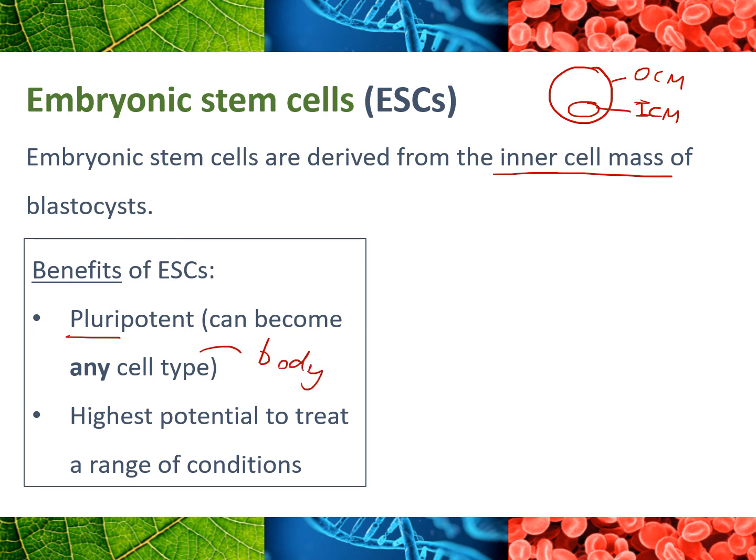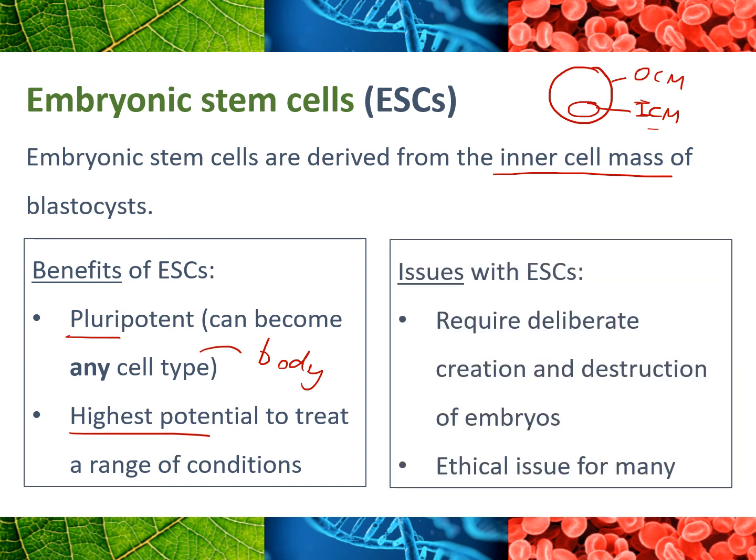Okay, so because of that, they have the most potential to treat a range of conditions. Cells taken from here could become blood cells, skin cells, liver cells, muscle cells, nerve cells, the whole lot. So they've got lots and lots of use in medical treatments.